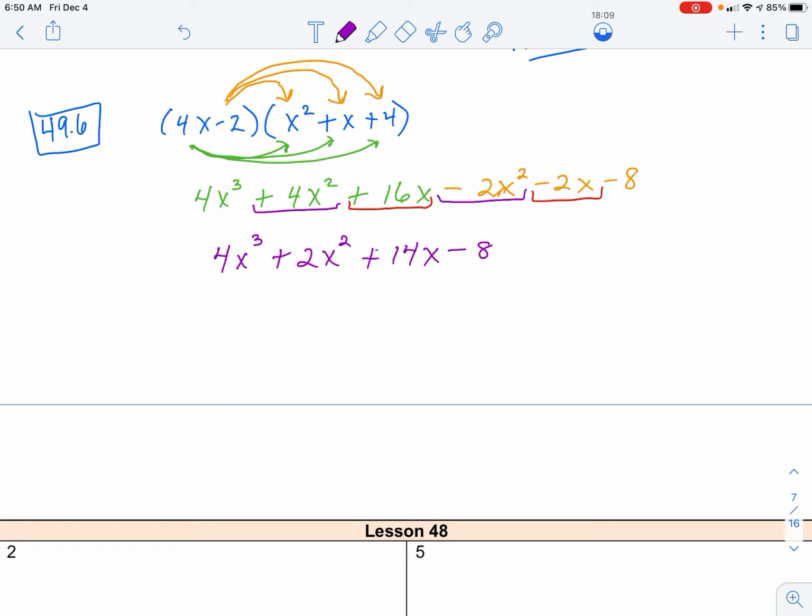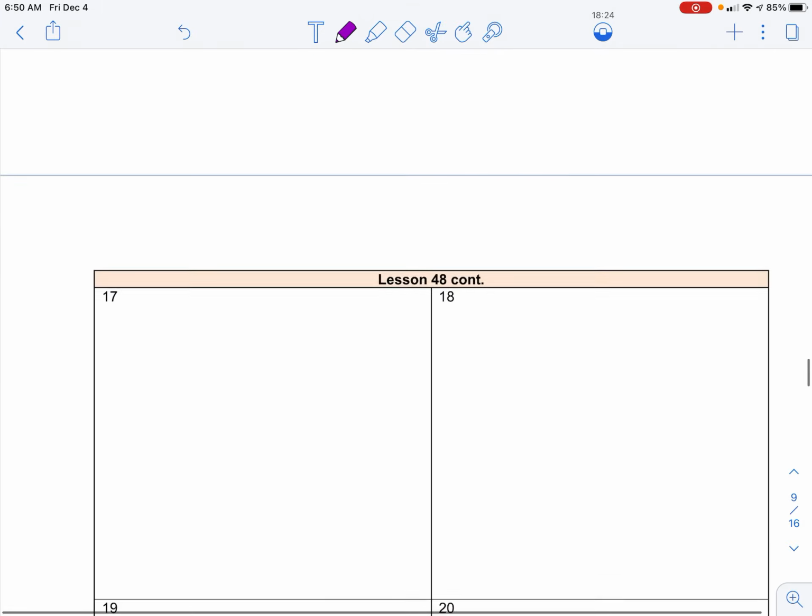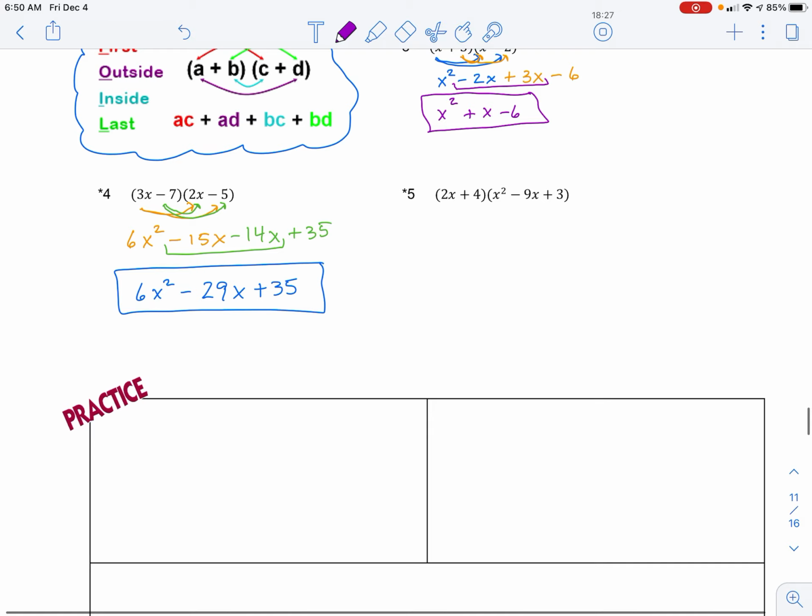And notice that my exponents are in descending order. The exponent of 3 comes first, it follows with an exponent of 2, and then finally an exponent of 1, and then our whole number 8. So that is the final answer to multiplying a binomial with a trinomial. Now let's go do number 5 in your packet, and then we're going to move on to the practice problems.